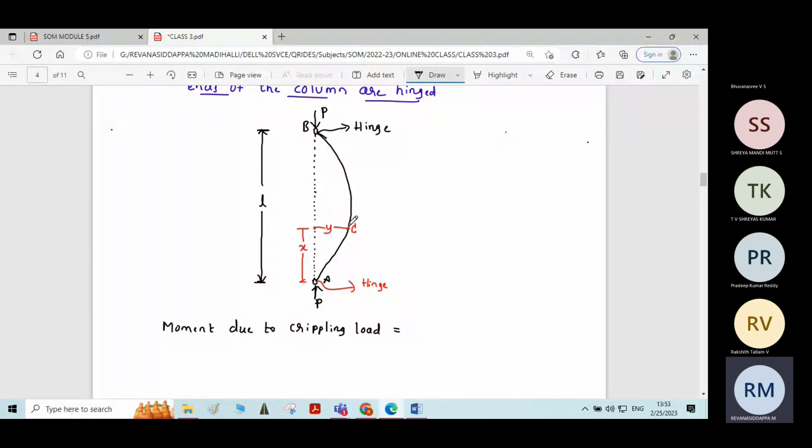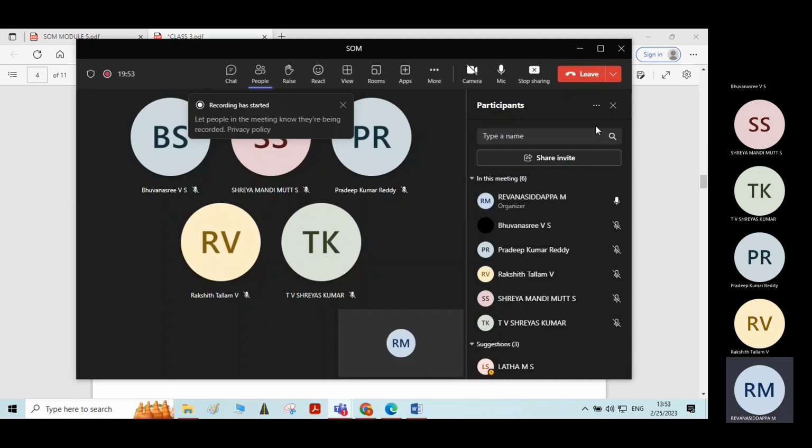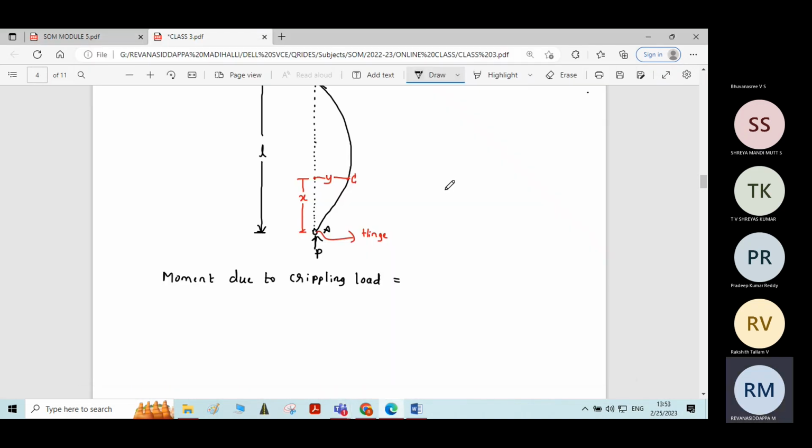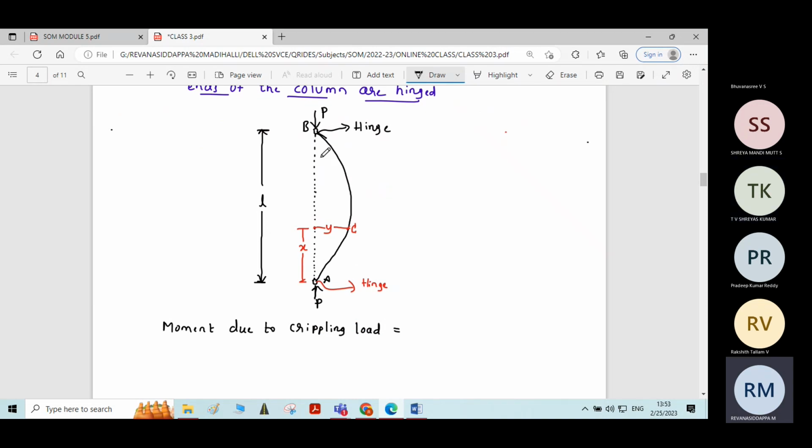At this point you have considered a point on the column, no? So about point C, what is the moment of this force P? Anyone can tell the answer? Shreyas, what is the moment of force P about point C? P into L minus X.